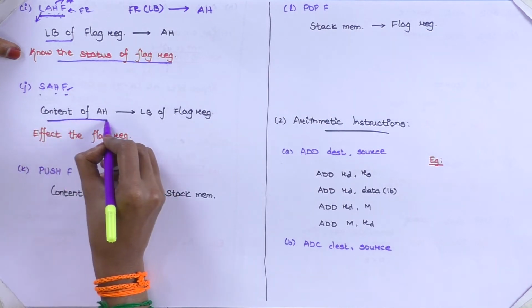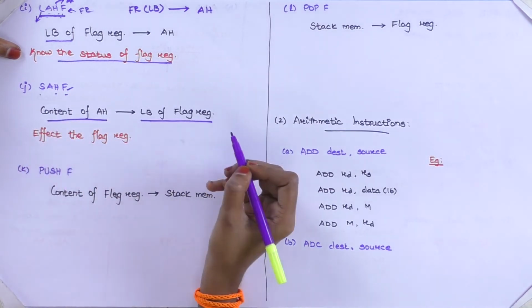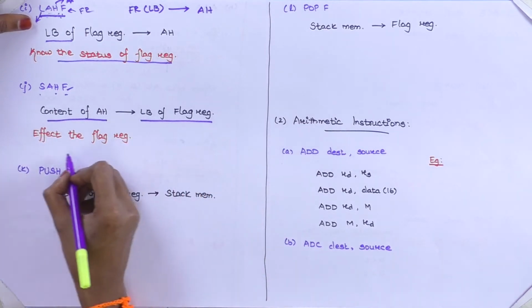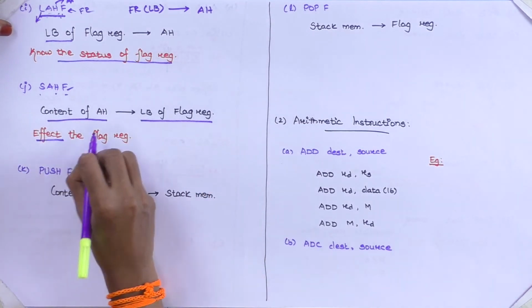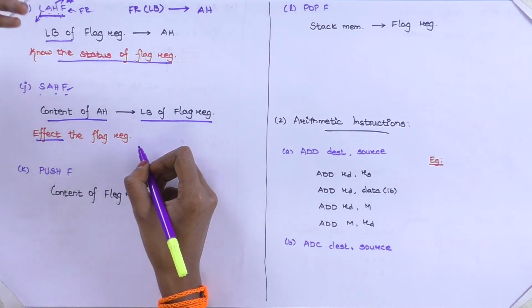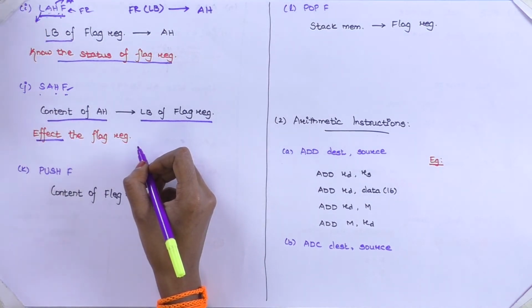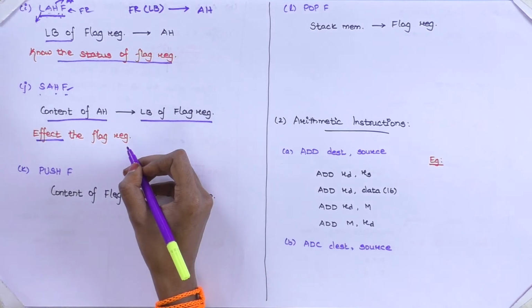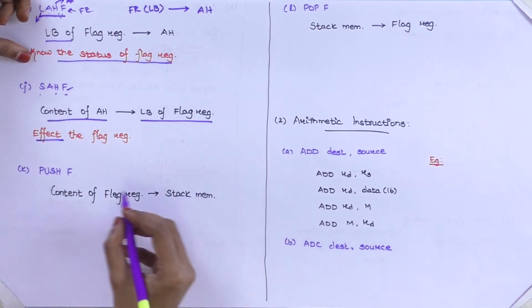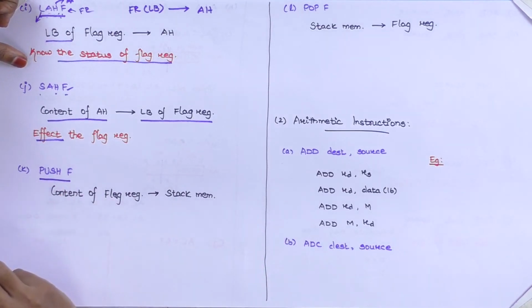The content of the AH register will be stored in the lower byte of the flag register. So this instruction is used to affect the flag register. If you want to change any of the bits of the lower byte of the flag register, you can use this instruction. We use these load and store instructions because you can't directly read or write the value of the flag register. The next instruction is push flag.